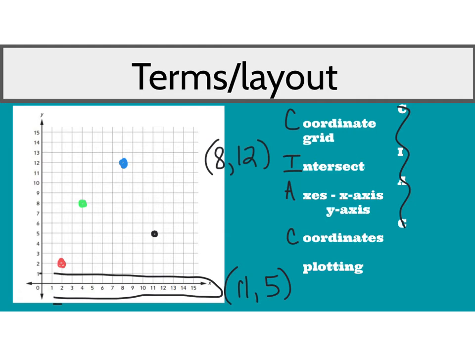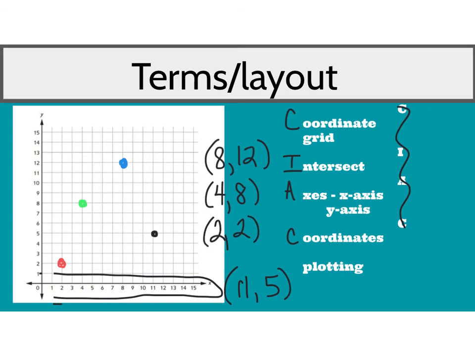So now let's move to the green. Green is located here. So I'm going to go over 4, up 8. So what's my ordered pair? 4, comma, 8. Let's take a look at the red one. Right here, we're going to go over 2, up 2. What's my ordered pair? 2, comma, 2.